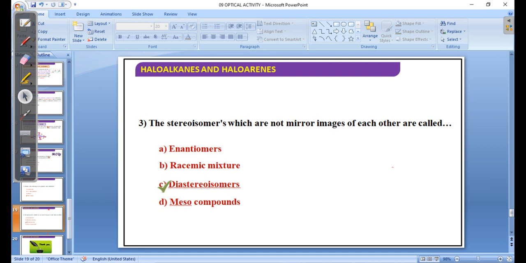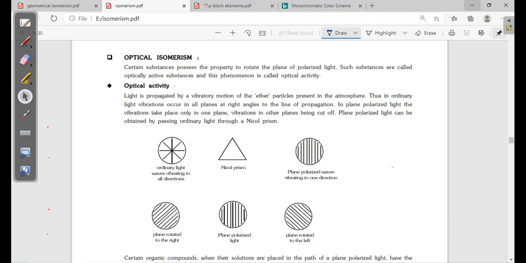Okay. Now see some more details. So optical activity. This is the normal light when we pass it through this Nicol prism. Only monochromatic light is there. This light, while passing through the solution, may get rotated either clockwise or anti-clockwise.